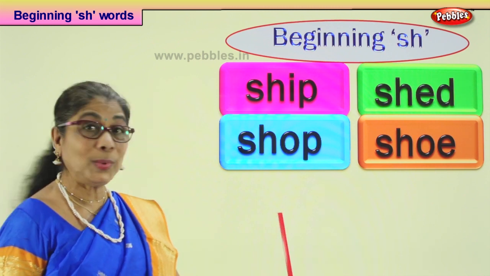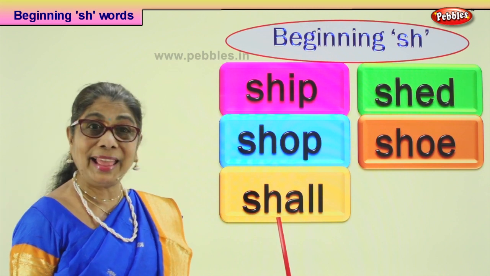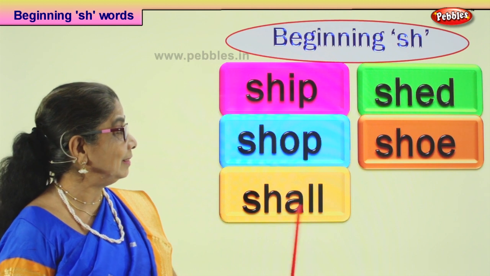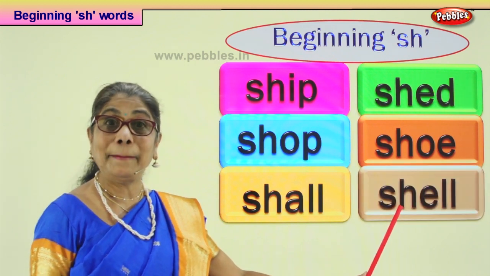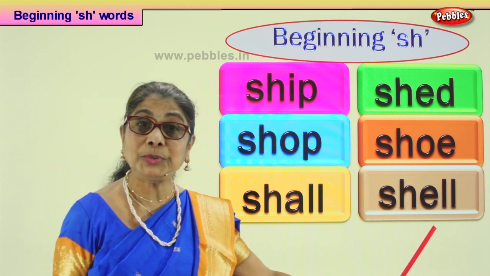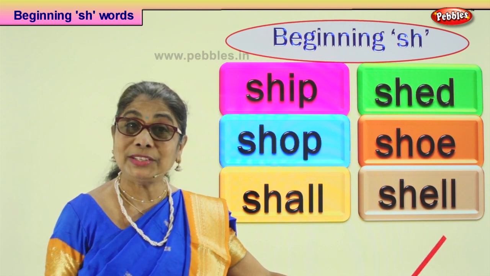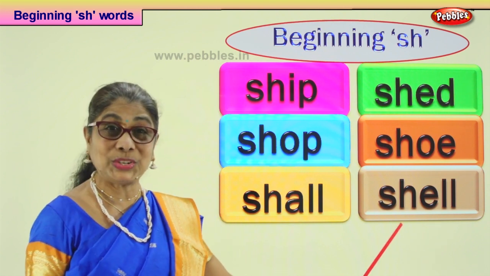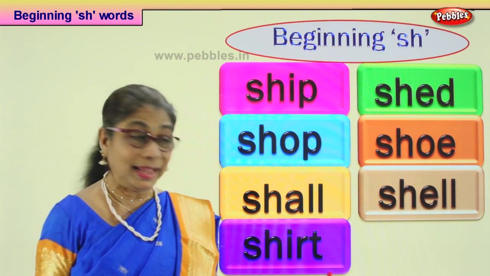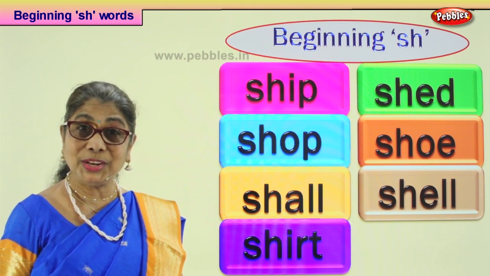Shoe. And our next word is, in the beginning consonant digraph, look at this word, shall. Shall we go out to play now? Shall. Good. Our next word is shell. We pick up shells at the seashore. When you go to the beach, you find lots of shells at the shore. Good. And our next word is shirt, the t-shirt or shirt that you use.